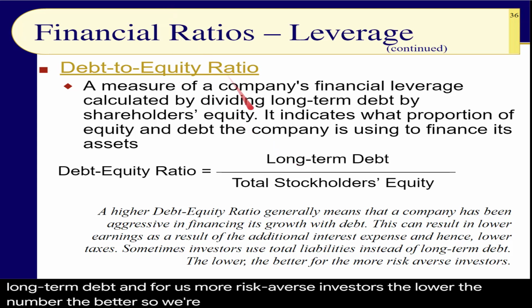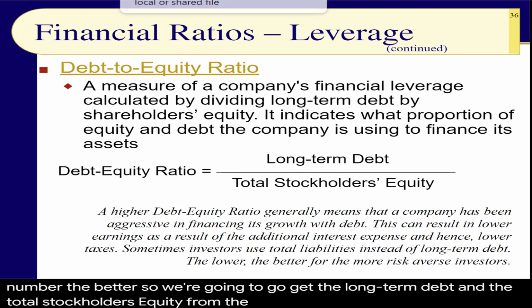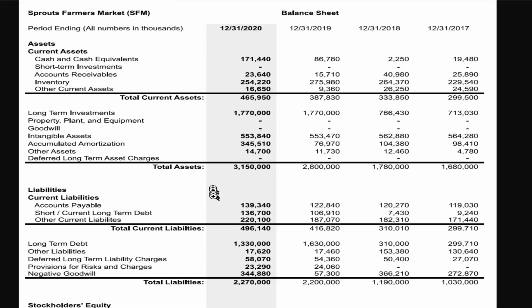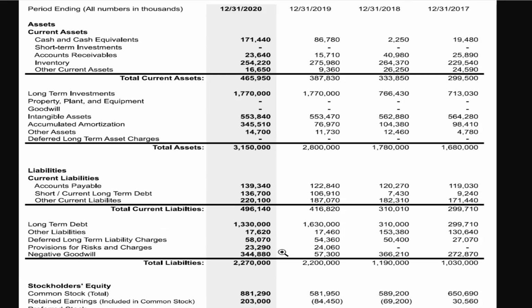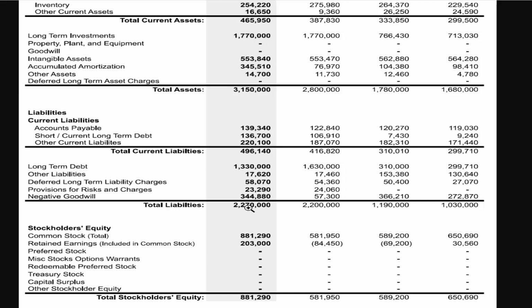So we're going to go get the long-term debt and the total stockholders' equity from the balance sheet. So there's the long-term debt, 13300, and the total stockholders' equity, 881,290. And it turns out that their debt to equity ratio is 150%, over 150%.